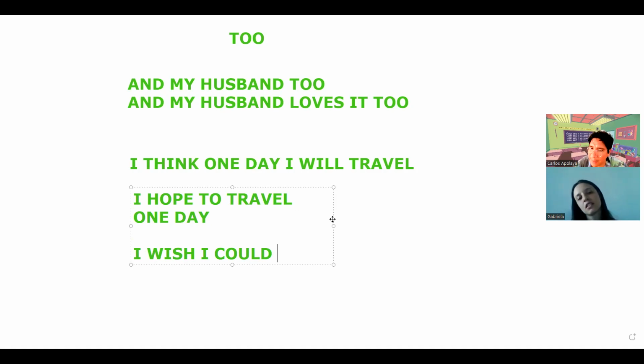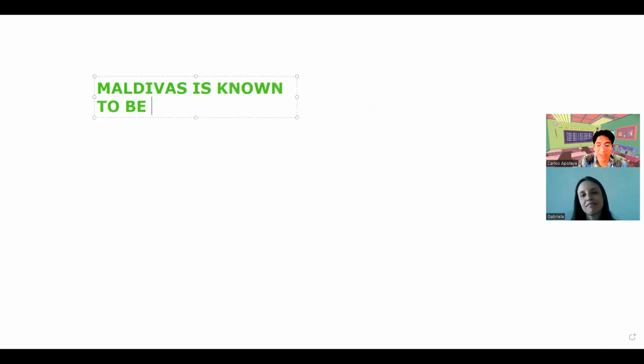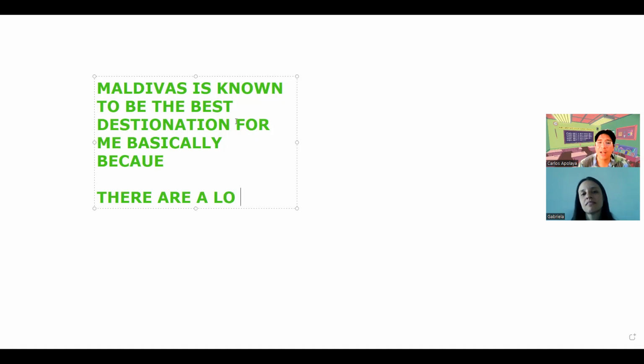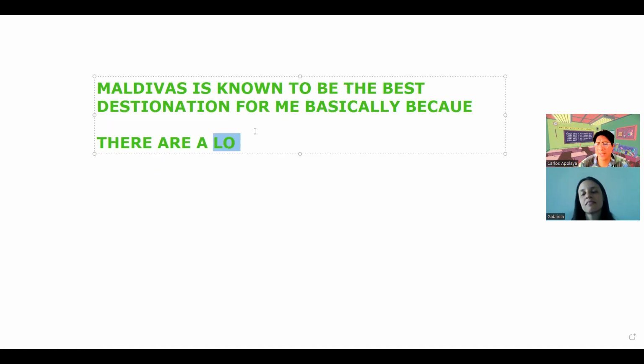Estamos mejorándola nada más. Podrías haber dicho, ¿no? Empezar con un impersonal passive. Por ejemplo, well, Maldivas is known to be the best destination for me. Basically because there are a lot of beaches, or there are many places that we can visit. ¿Te diste cuenta? Utilizo un pasivo.